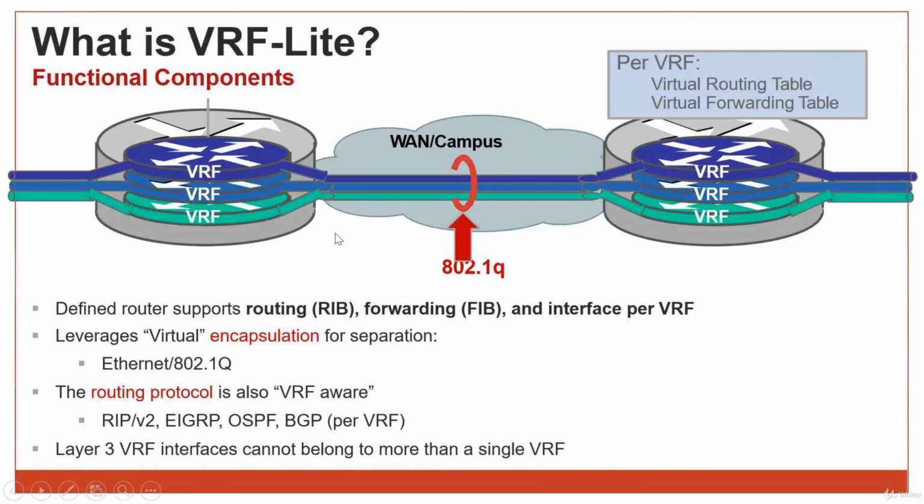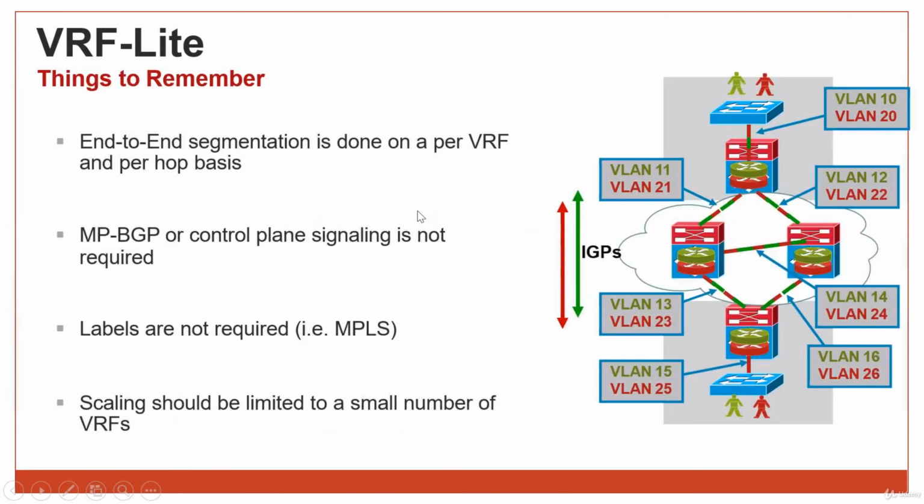So what's the idea behind this is that you may have end-to-end segmentation. So suppose if I have a diagram, so here you can see that maybe you have one end where you have VRF A and VRF B, and then you want this virtual routing and forwarding instance to propagate throughout the network, meaning end-to-end routing instance or end-to-end segmentation.